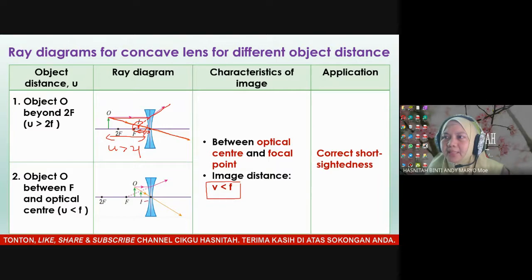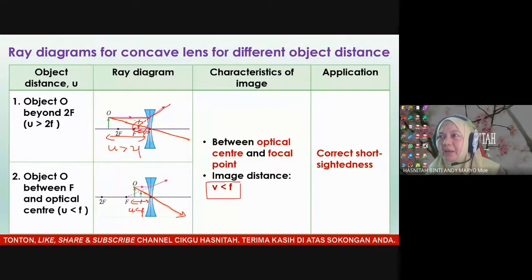And now we bring the object closer. We place it very close to the lens, where U is less than F, the object distance is less than the focal length. Again, we apply rule number 1: we draw a line through the optical center, so no refraction, it continues to travel in a straight line. Don't forget the arrow as well. Whenever you draw a ray diagram, you cannot miss the arrow, or it will be considered wrong.